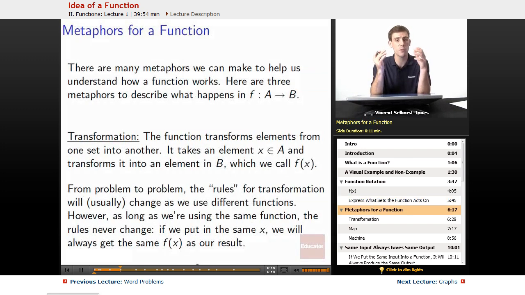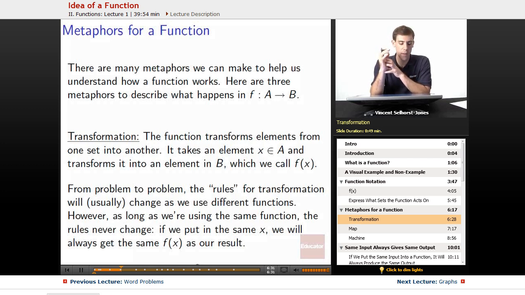There are a lot of metaphors that we can use to help us understand what's going on in a function. Here are 3 metaphors to help us understand what happens when f takes things from A and goes to B. Our first idea is transformation. The function transforms elements from one set into another. It takes an element x in A, and then it transforms it into an element in B, which we call f of x, or f acting on x. F of x is what it has been transformed into. That's what it is after the transformation.